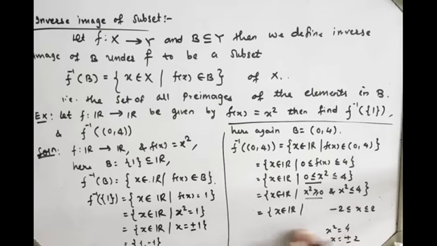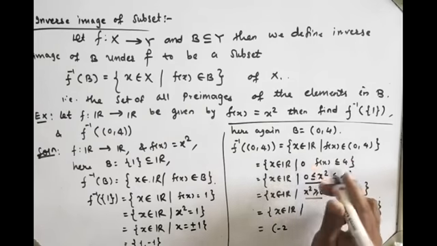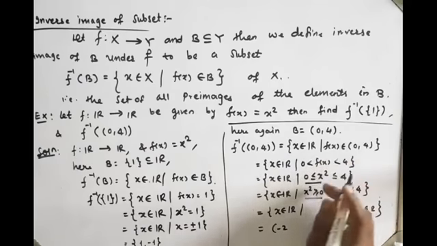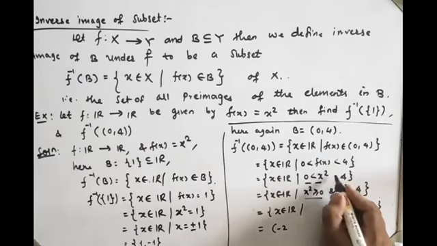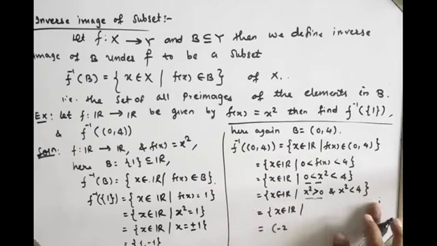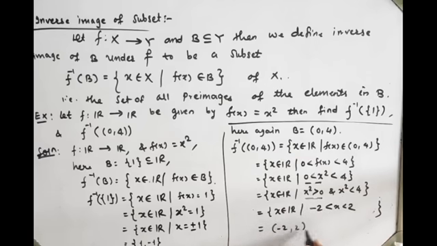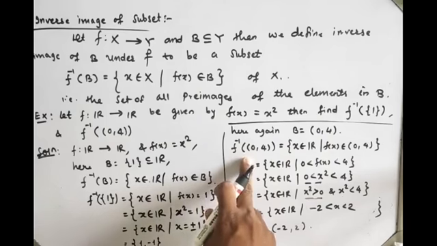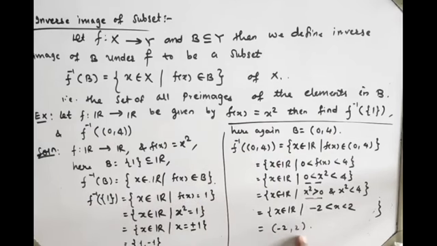Therefore the values of x are from minus 2 to 2, so the set has the open interval, sorry, here open interval, so I will write strictly less than sign. Here again strictly less than, so I get minus 2 less than x less than 2. So minus 2 to 2 is the interval, which is the inverse image of the set 0 to 4 under the function f of x is equal to x square.